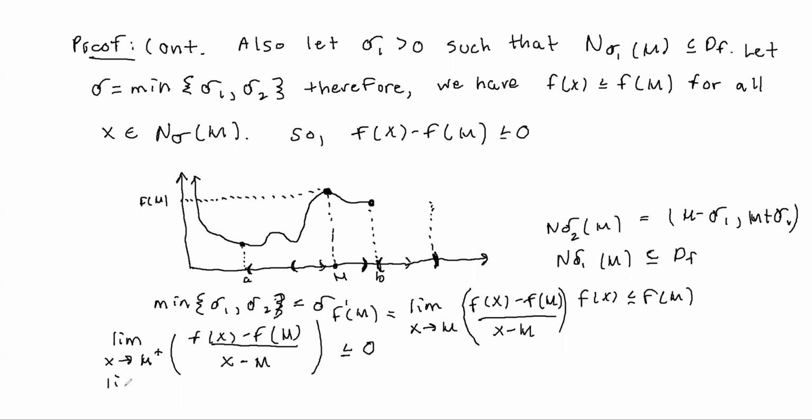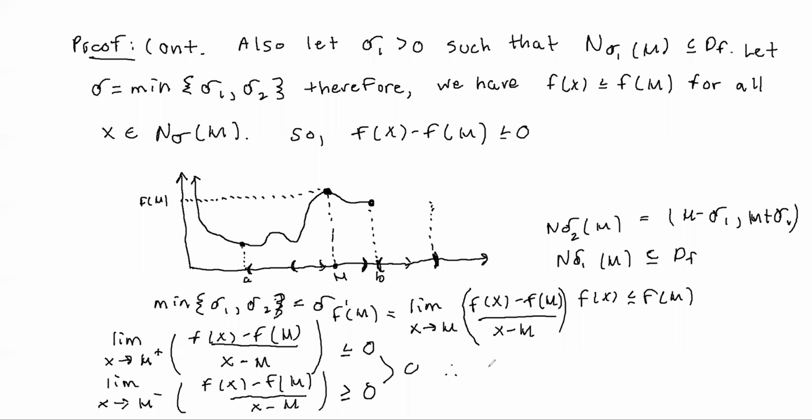Now, considering the left-handed limit, where x approaches mu from the left, we have f of x minus f of mu over x minus mu. We could see that, again, f of x minus f of mu would be less than or equal to 0. And then x minus mu would also be less than or equal to 0. So this expression would always be greater than or equal to 0. So remember, for the limit to exist, the left-handed limit and the right-handed limit must be equivalent. So the only case where that would hold is where they're equal to 0.